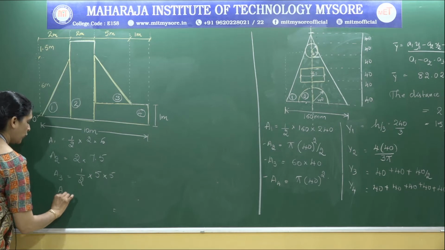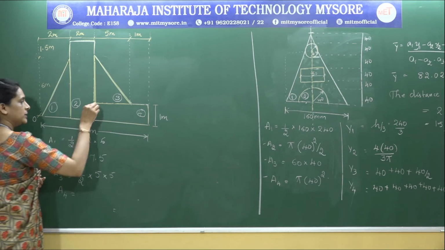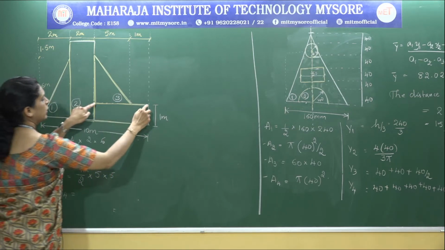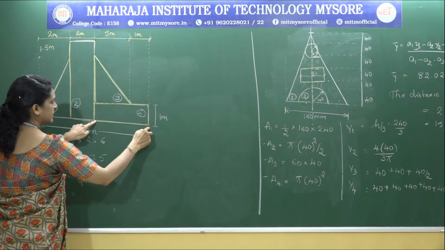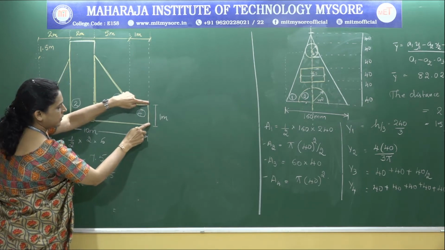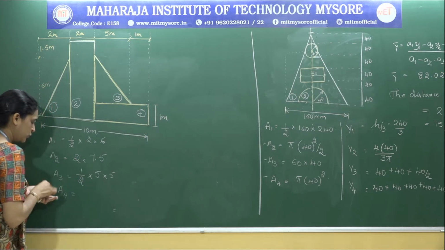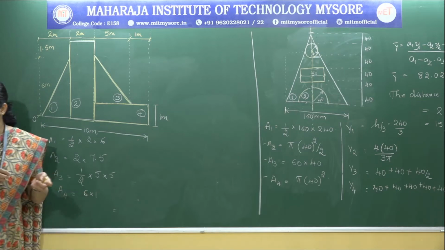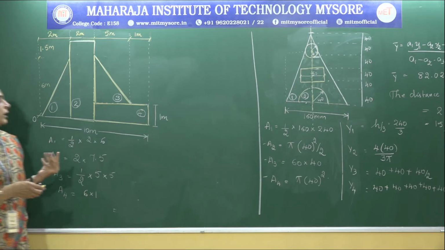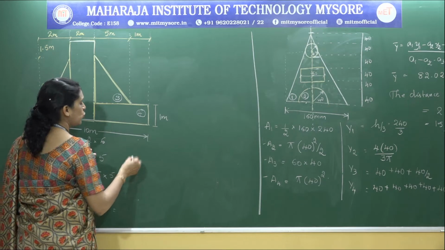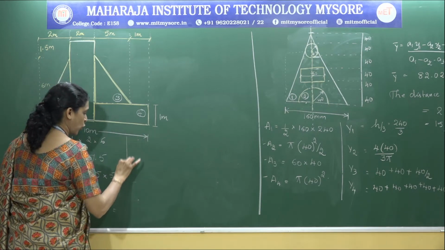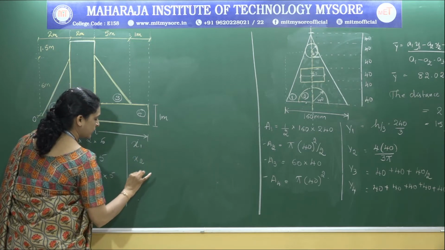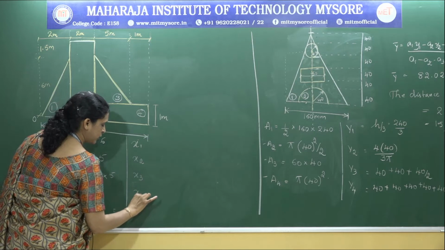Next, area of the fourth section, that is the rectangle. It is 5 plus 1. 6 is the base and height is 1 meter. So, it is 6 by 1 meter. Next, moving on to finding out values of x1, x2, x3 and x4.